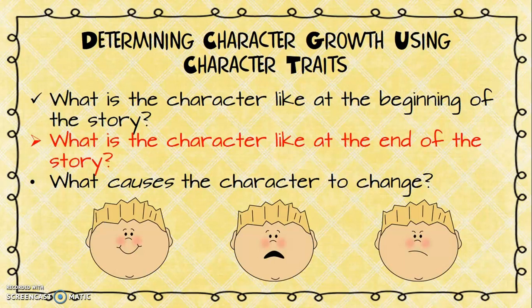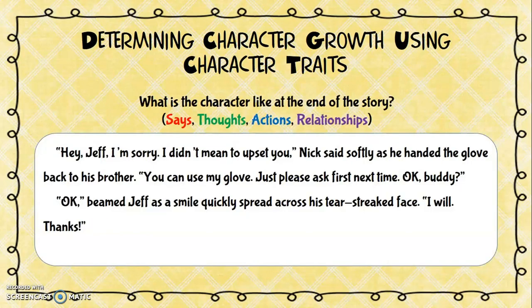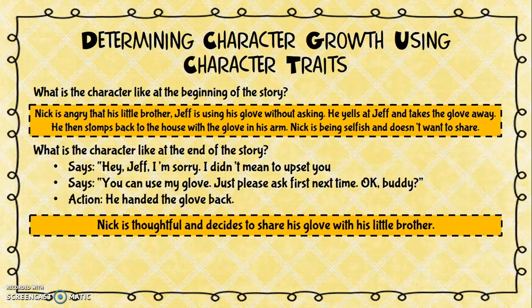But is that what he was like at the end of the story? No. Let's talk more about that. Think about that STAR. What did he say? He apologized to his brother. He said he didn't mean to upset him. And he told him, "Next time you can use my glove, just please ask first." And his action was he handed his glove back to his brother and let him use it. So he was angry that his brother used his glove. He yelled at him, he took it away, he stomped back to the house. At the beginning of the story, he was being quite selfish.